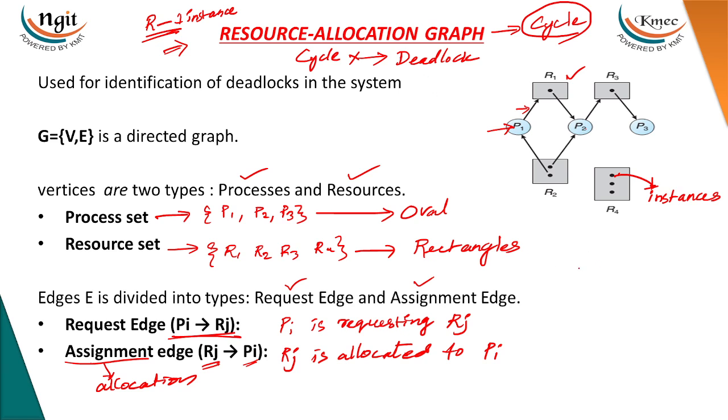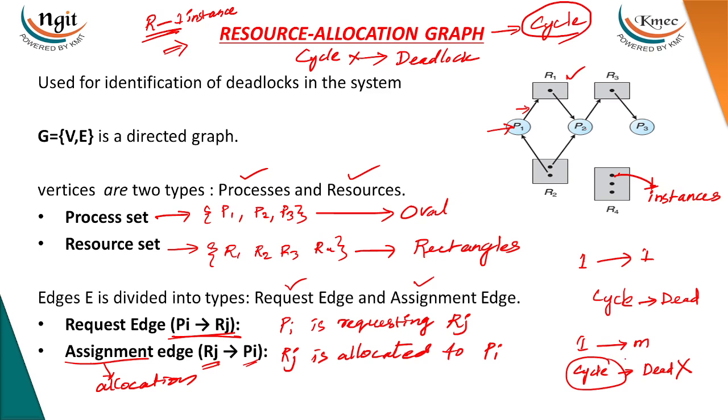That means if a resource has one instance and you find a cycle, then the system is in a deadlock state. But if there is a resource with multiple instances and there is a cycle, there may or may not be a deadlock. We cannot guarantee that a system with resources having multiple instances and a cycle is in a deadlock state. We'll see how this is implemented with examples in the next video.